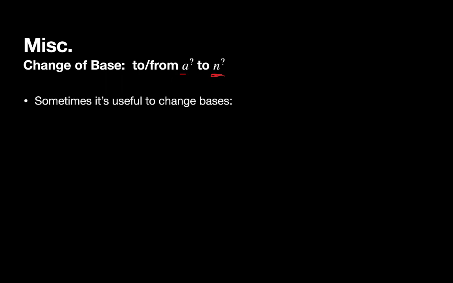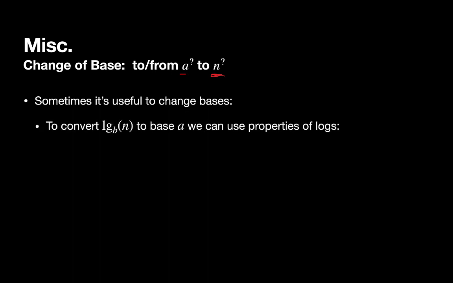Okay, so sometimes it's useful to change the bases. So I'm first going to talk about kind of a side problem, and then we'll come back to how we can do the types of transformations that we may need to do here. So first off, let's assume that we want to convert log base b of n to base a. We can use the properties of logs. We can just divide by the log base b of a to transform log base b of n into log base a of n. Okay, so this is just a common property or law of logs.